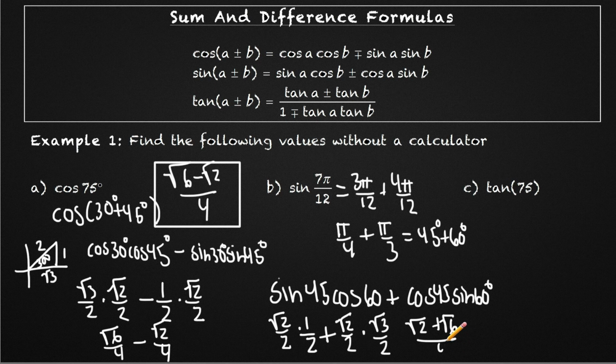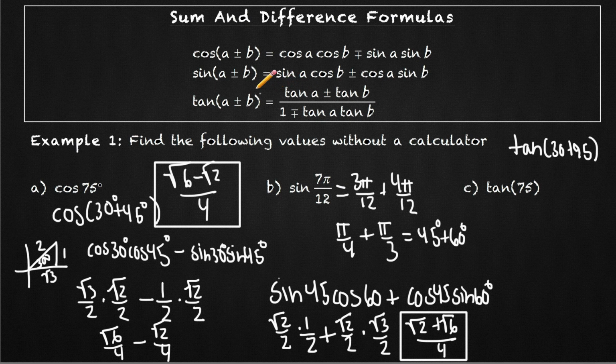And like I said, a lot of your answers are indeed going to start looking very, very similar here. All right, so let's go ahead and see if we can find the answer for tangent. Run out of space here. Tangent of 75. Once again, we can break that up into the tangent of 30 plus 45.